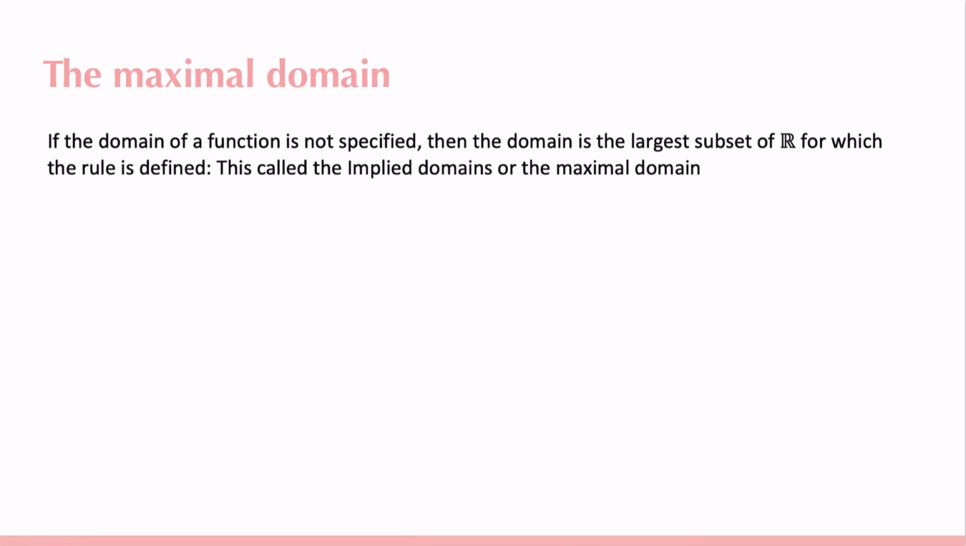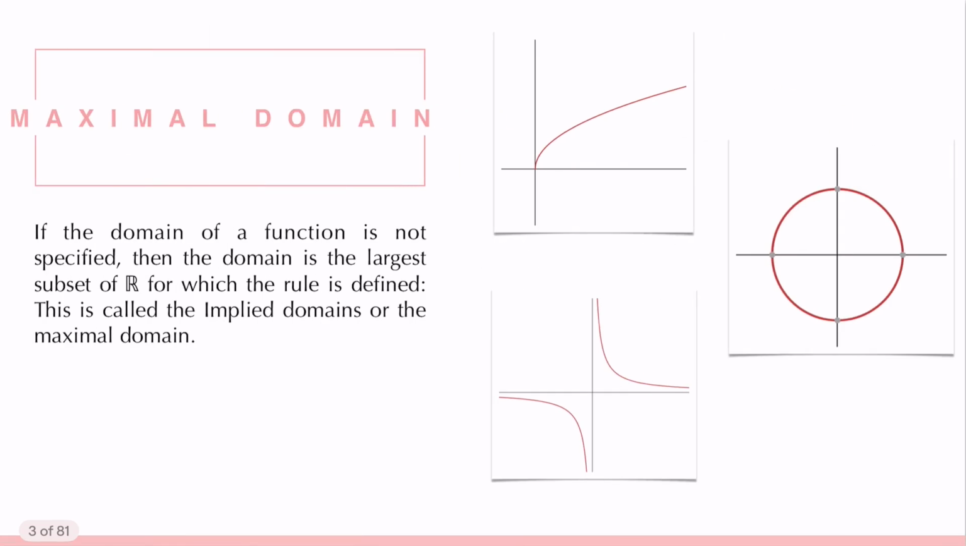So you may have heard this term, the maximal domain. We know that the domain is all of the possible values of x, but not every function exists for every real value. So if the domain of a function is not specified, then the domain is the largest subset of R for which the rule is defined. And so that's what we call an implied or a maximal domain. Sometimes the question is not going to tell you what the domain is, but not every function exists for all of R. So we need to figure out what that would be.